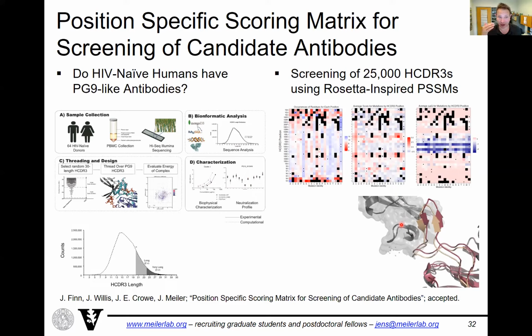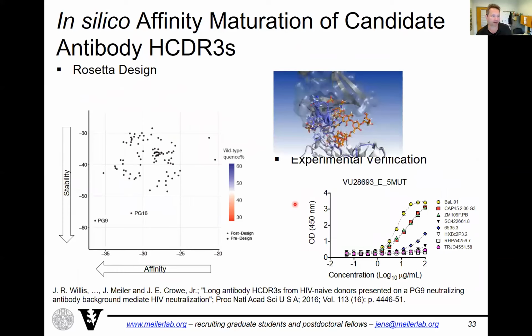They shouldn't have highly protective antibodies, but we can ask how far are they away. And this is shown in this plot on the left-hand side here. So these are the top 50 antibodies of those 25,000 I mentioned. On the y-axis is Rosetta computed stability. Are these antibodies stable in this conformation? And on the x-axis is predicted affinity. How tightly do they bind? And PG9 is down here, as you see.